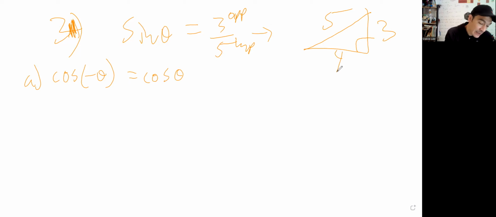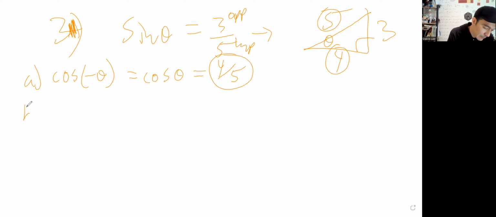Now, as we work part A, cosine negative theta equals cosine of regular theta. That's on your cheat sheet. Look at your even odd identities. It's right there. And so give them cosine and you're done. Cosine would be, there's theta, adjacent over hypotenuse. So we'd have 4/5.